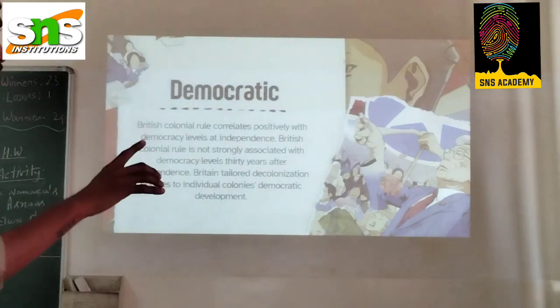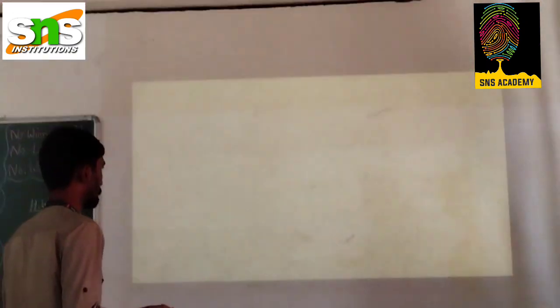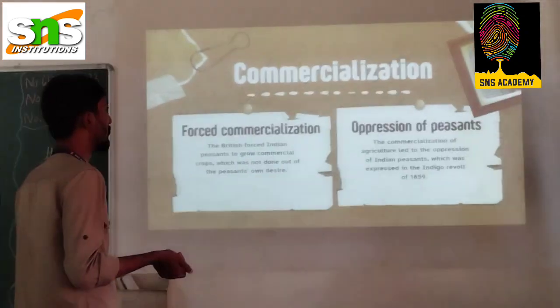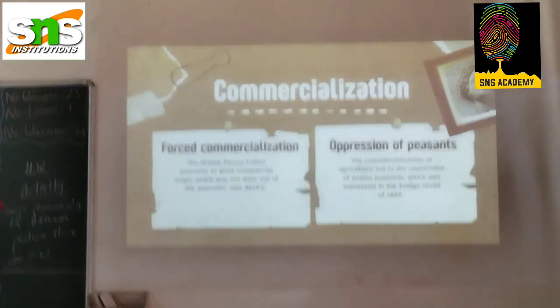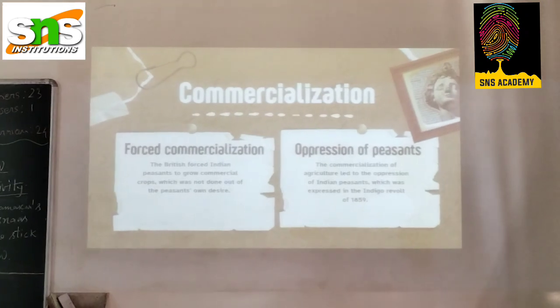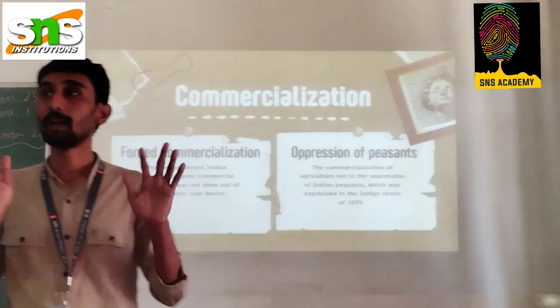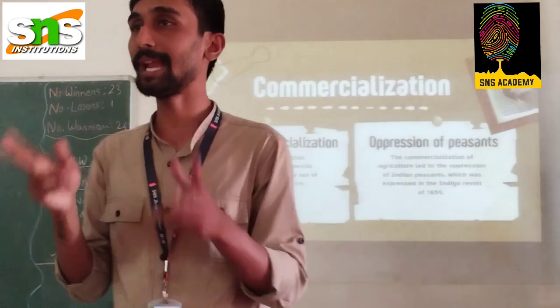So that is the next one. Next, commercialization. So there are two types of commercialization: forced commercialization and oppression of peasants. Both are in different aspects.